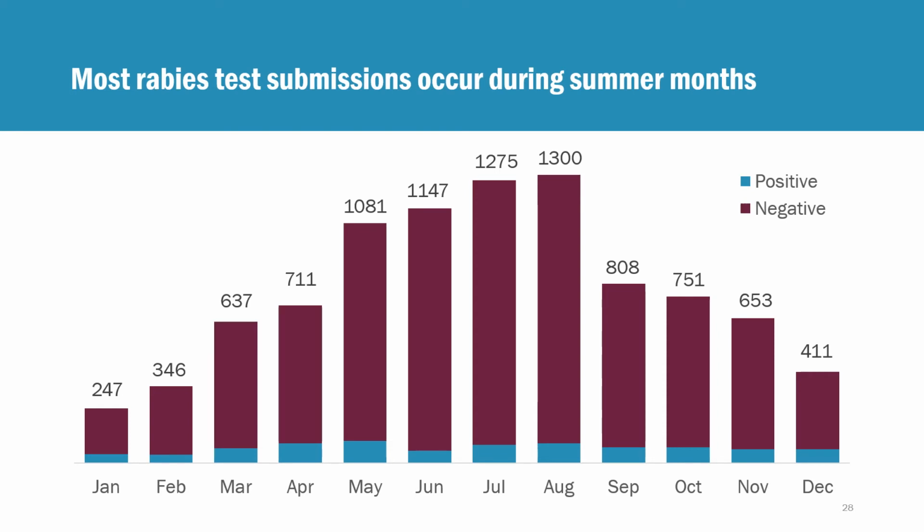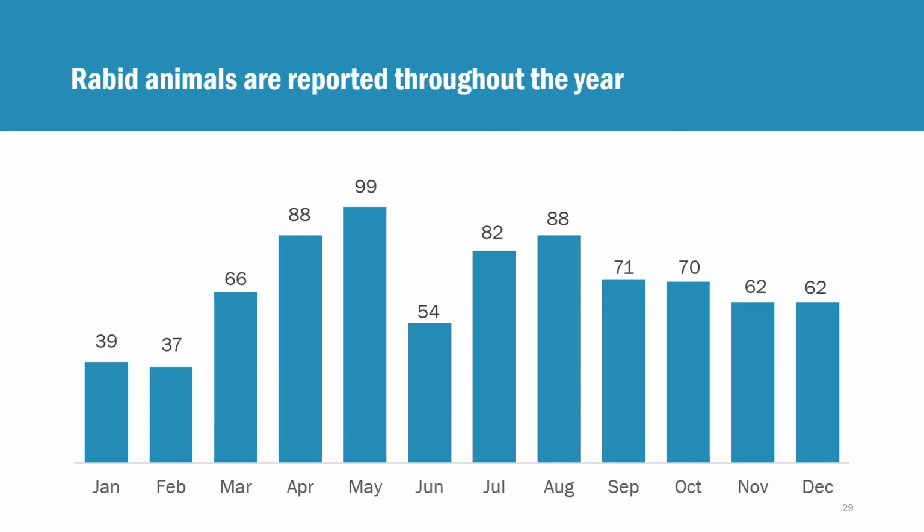And this graph shows the total rabies test submissions by month during 2006 through 2019. As you can see, we get more submissions during the summer months when wildlife are more active. However, this graph just shows positives by month of the year for the same time period. Rabies is still found throughout the year, even though we get more submissions in the summer. And the total positive by month during this time period didn't fluctuate too much depending on the season, although we do get a slight increase in the summer months.